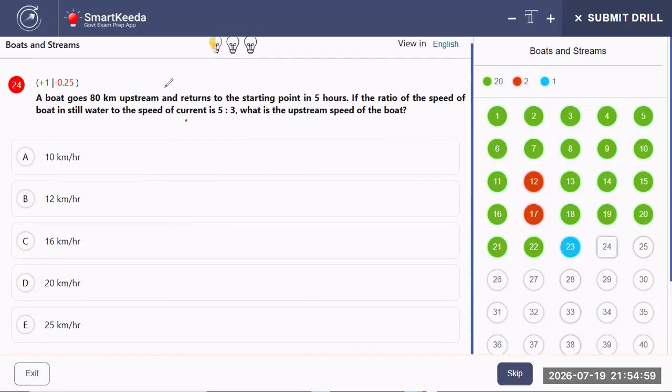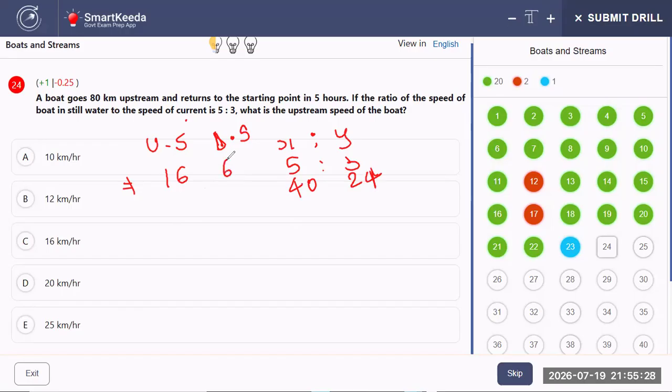A boat goes 80 kilometers upstream and returns to the starting point in 5 minutes. The upstream speed is equal to 16 kilometers per hour, with the ratio of the speed of the still water to that of current being 5/3. So here 2 parts is equal to 8. Then this will be 40, this will be 24, and this downstream will be 64.